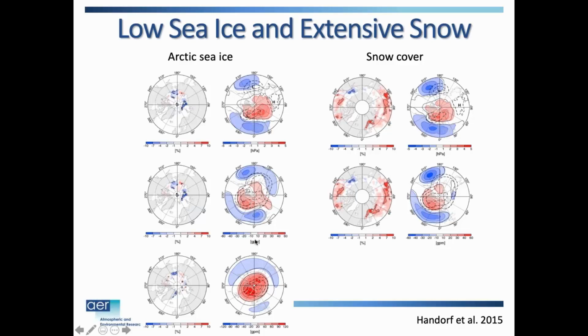Here's another paper looking at the circulation pattern, but again with sea ice and snow cover, you get the same thing: high snow cover and low sea ice would be high pressure over the Arctic and low pressure over the ocean basins. And that extends from the surface all the way through the stratosphere.